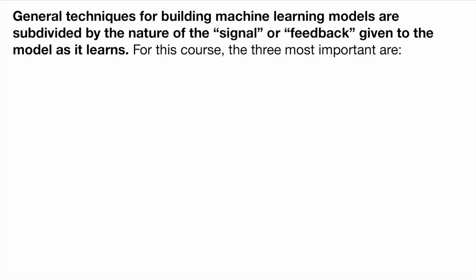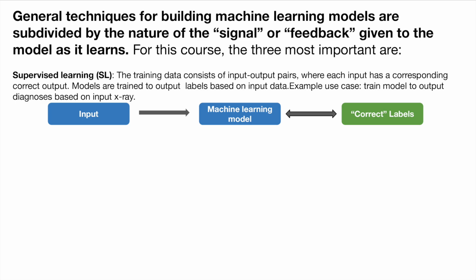With that in mind, we'll talk about three general techniques for training machine learning models, which are ultimately determined by the nature of the data that you have available to you during model development, as well as the specific task that you're hoping to perform. First, we have supervised learning, and this is when you have data that comes in the form of input and desired output pairs. For example, you may have 1,000 x-rays, and for each x-ray you have a label of whether or not it contains pneumonia.